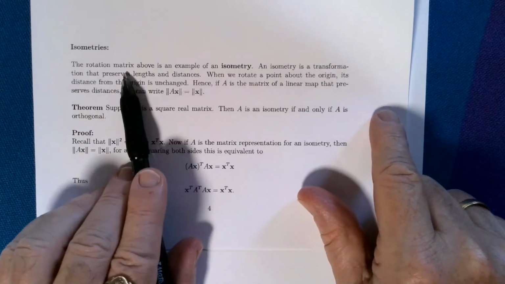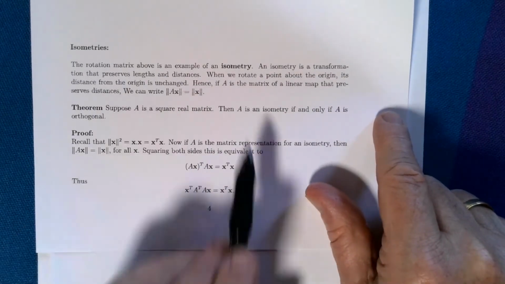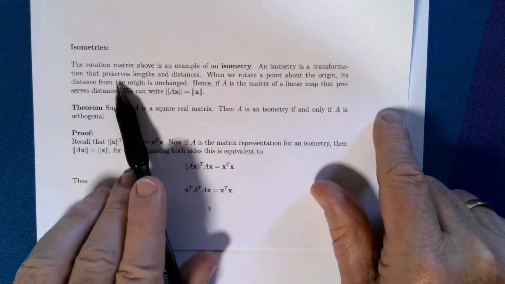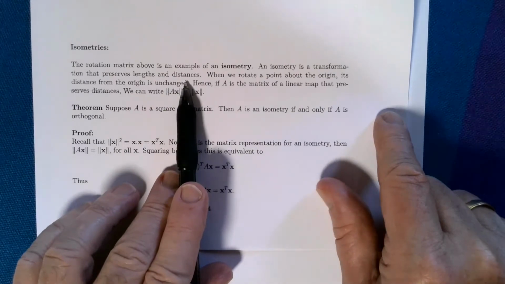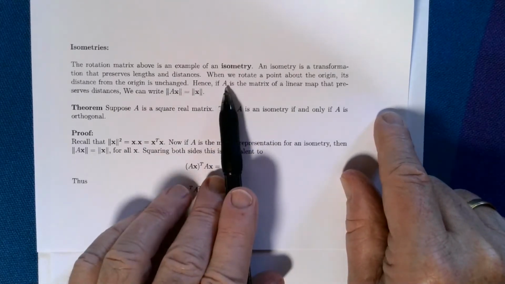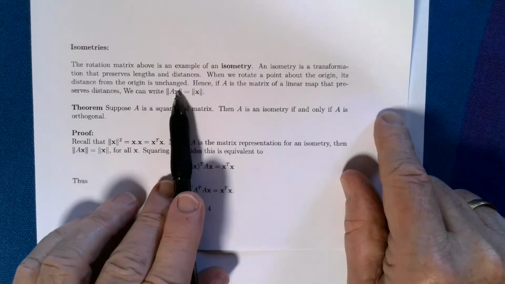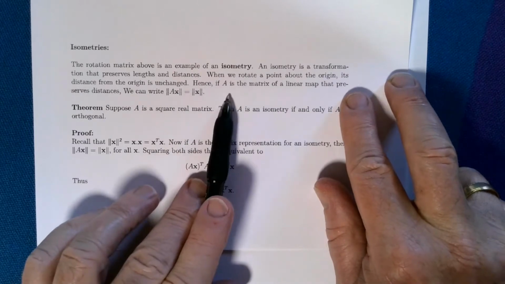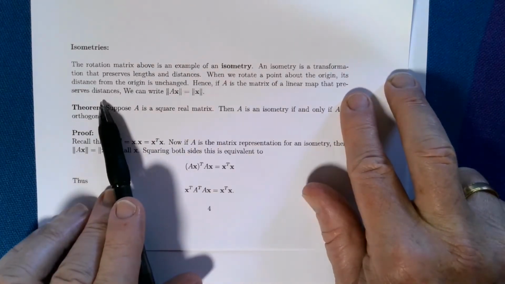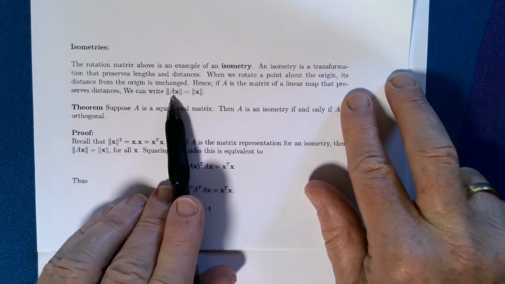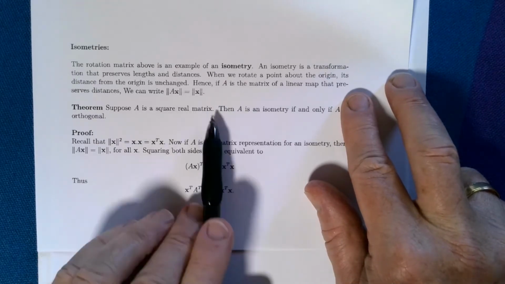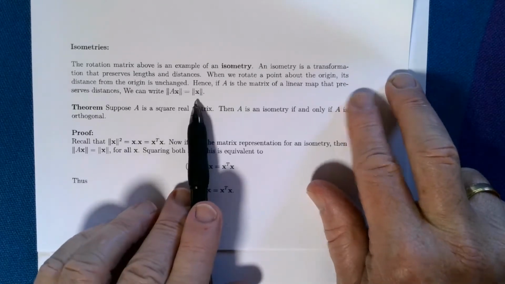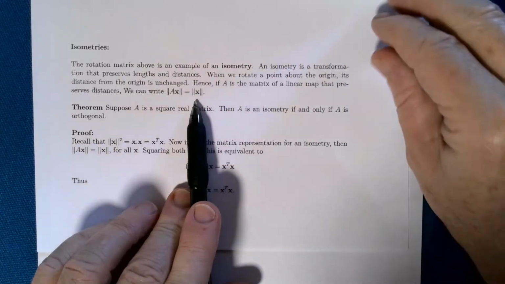So the rotation matrix above is an example of what we're going to call an isometry. An isometry is a transformation that preserves lengths and distances. When we rotate a point about the origin, its distance from the origin is unchanged, and hence if A is the matrix of the linear map that preserves distances, then we can take a vector x multiplied by A, and the length of that resultant vector should be equal to the length of the vector I started with. And so we'll take this as our definition of an isometry.